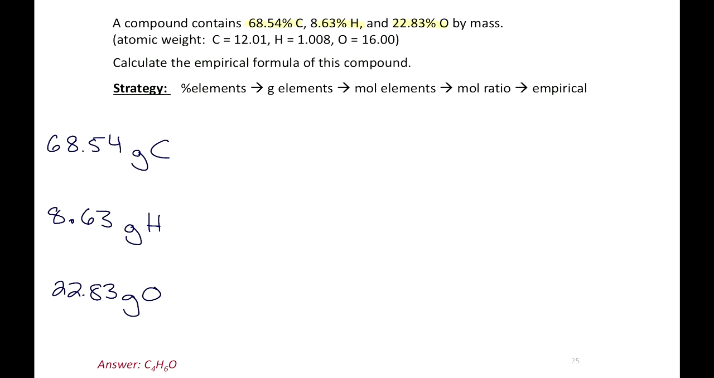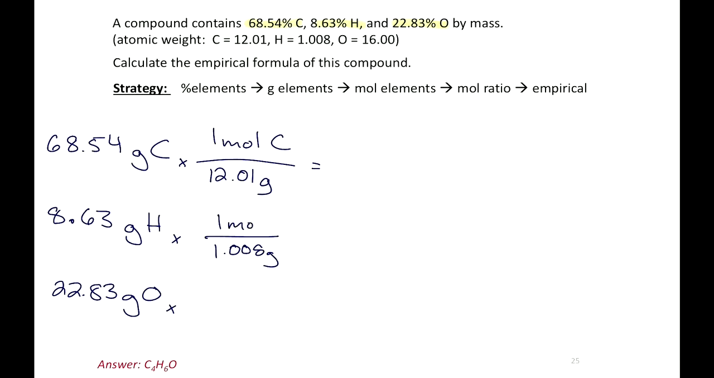So our next step is we need to convert those gram amounts to moles. How do we do that? Periodic table, all right? So we just divide by those respective molar masses. All right, the molar mass of carbon is 12-ish, but it's 12.01 grams is 1 mole of carbon. For hydrogen, it's 1.008 grams is 1 mole of hydrogen. So you see that I'm dividing everything here. And then oxygen, it's 16. So 16 grams is going to go on the bottom, 1 mole of oxygen up top.